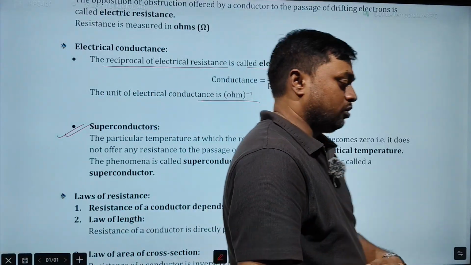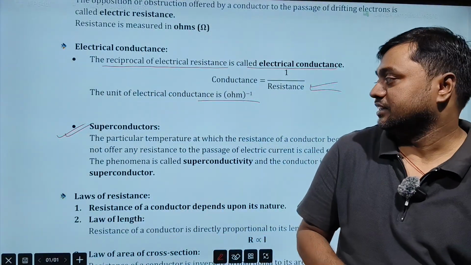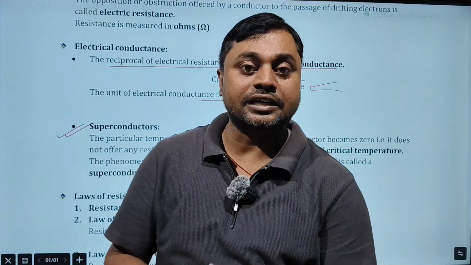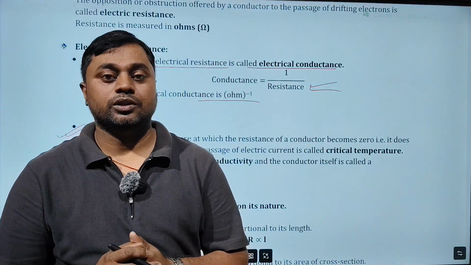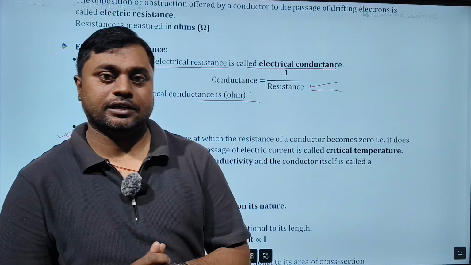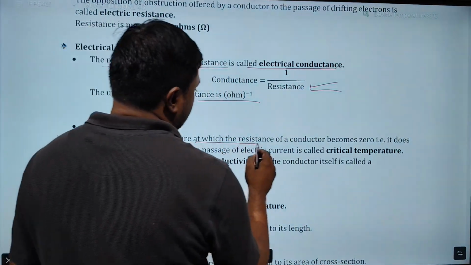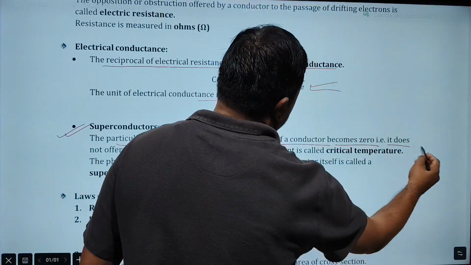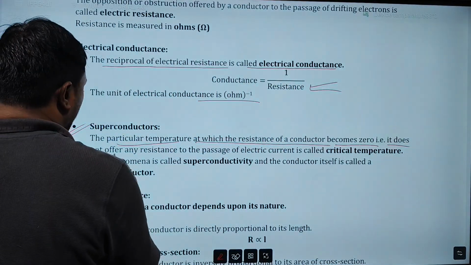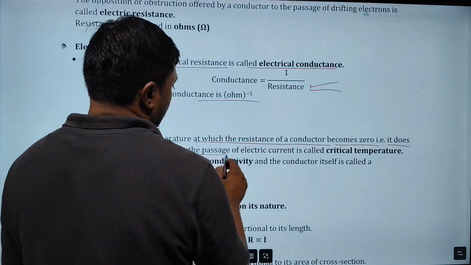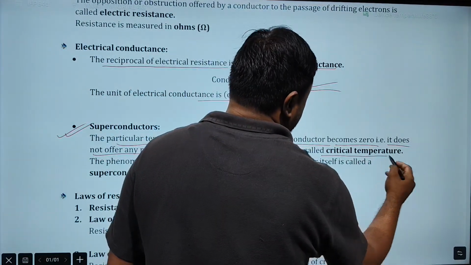You should also know what superconductors are. When the resistance of a conductor becomes 0, it behaves as a superconductor. Try to understand: the particular temperature at which the resistance of the conductor becomes 0, that is, it does not offer any resistance to the passage of electric current, is called the critical temperature.